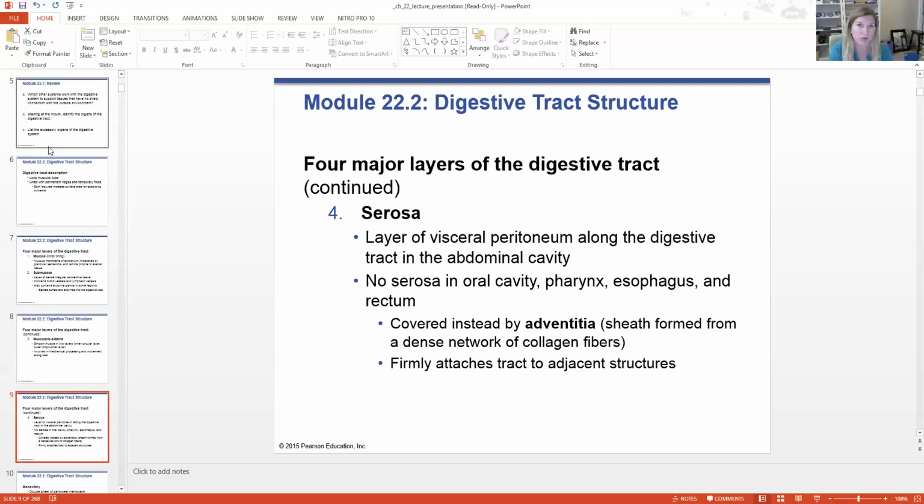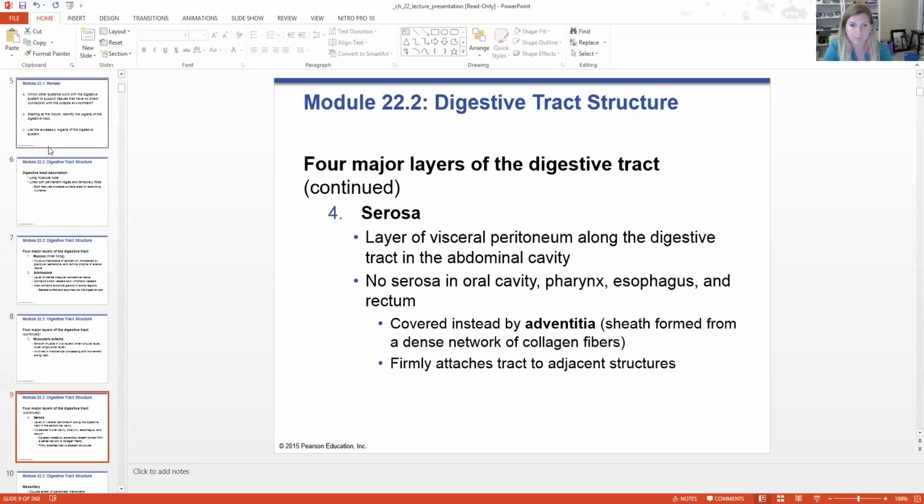There's no serosal membrane in the oral cavity, in the throat. The esophagus doesn't even have a serosal lining. It's just a muscular tube. So when you look at the esophagus on the models in class, or if you were to do a dissection, you would literally see muscle when you look at the esophagus, as opposed to the stomach, small and large intestine, where you would see that serosal lining.